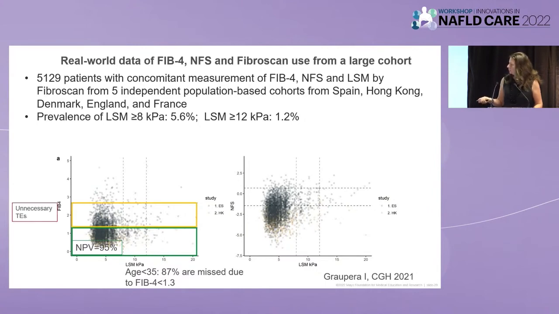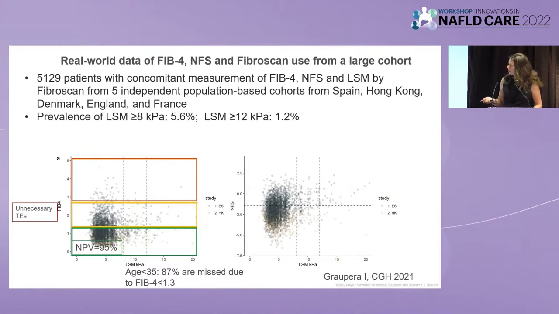These are people who are going to go through either TEs, so FibroScan, or ELF. So most of them were actually here. A lot of them did not have fibrosis, so they would go through unnecessary transient elastography potentially.